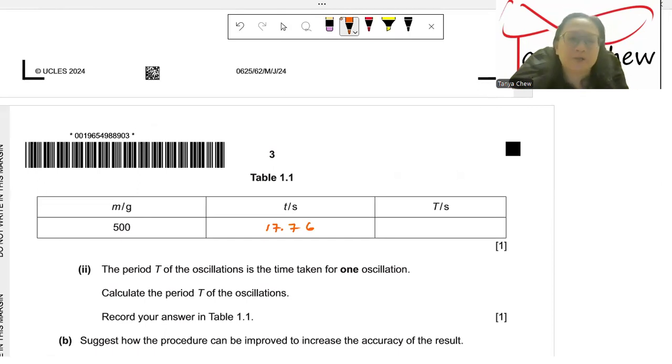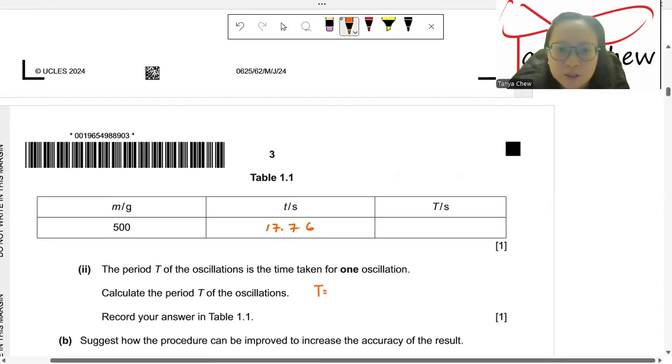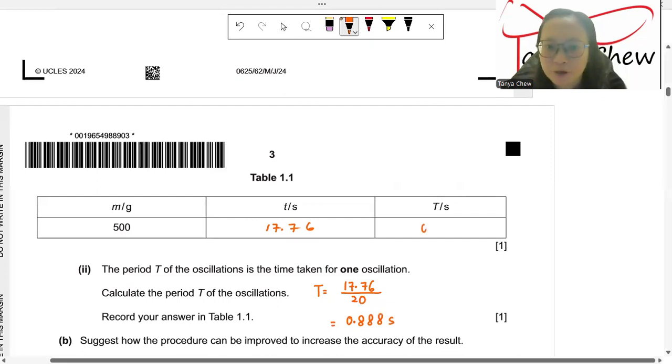Now, the second part. The period T of the oscillations is the time taken for one oscillation. Calculate the period T of the oscillations. Record your answer in table 1.1. T, which is the period, can be calculated by the total time for 20 oscillations divided by 20, the number of oscillations. So in this case, I got 0.888 seconds. Remember, period must be given to 3 significant figures. So you have to be careful with that.